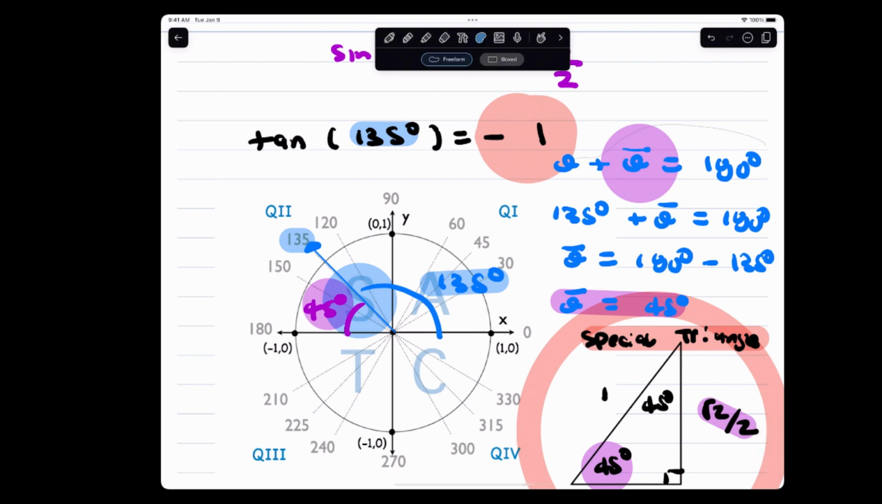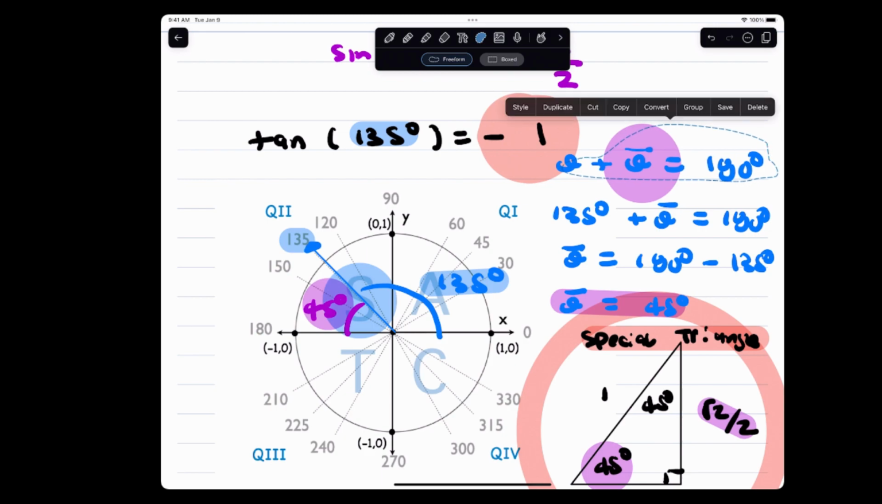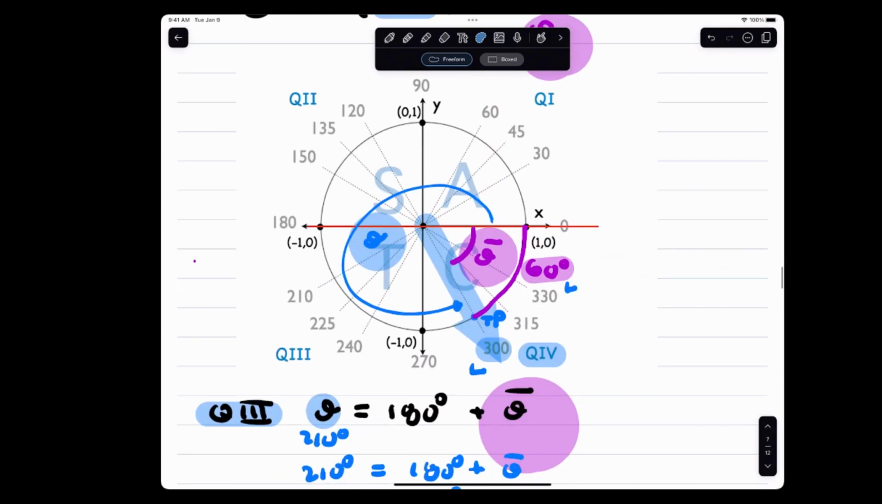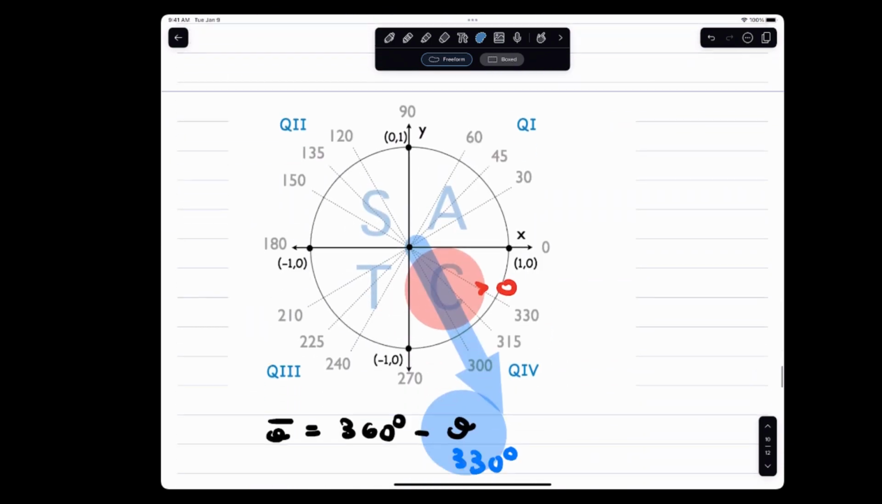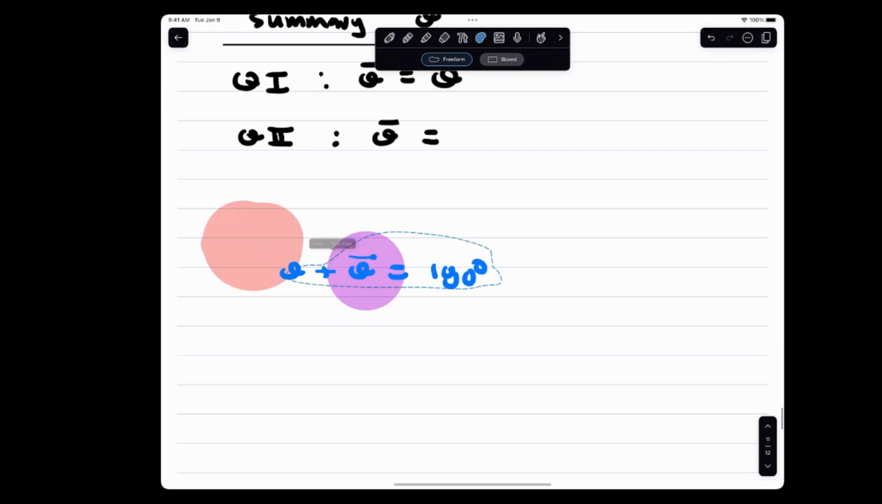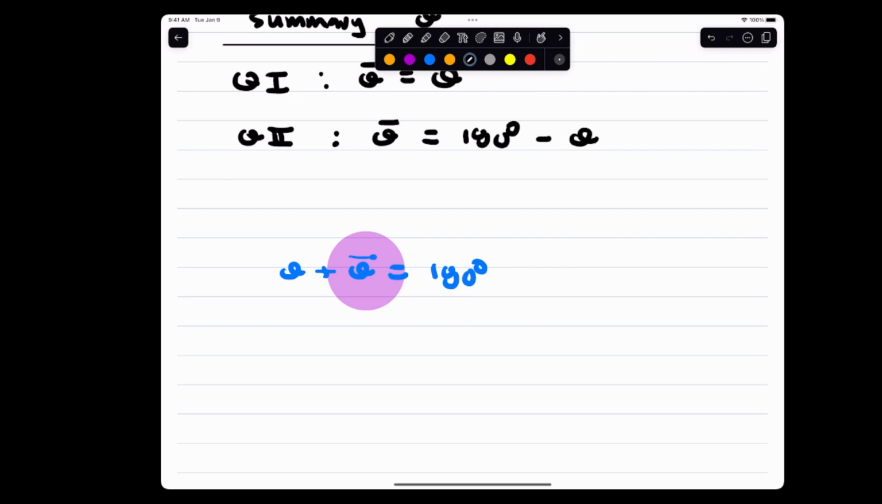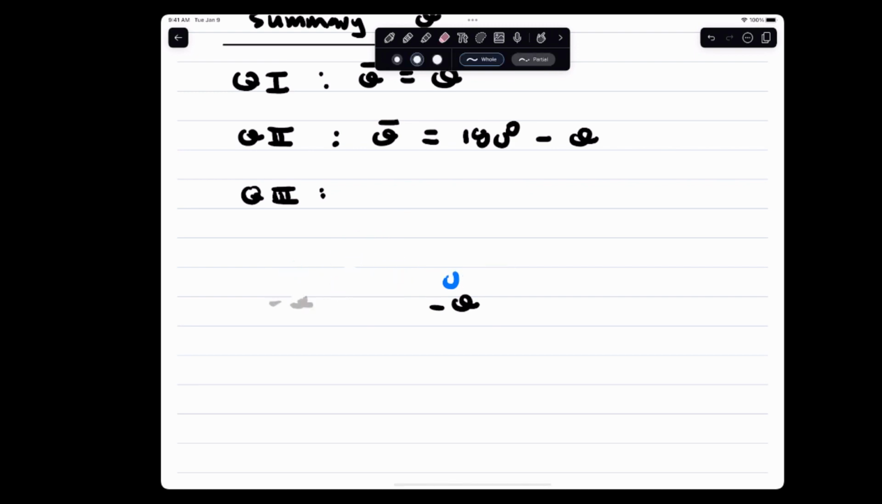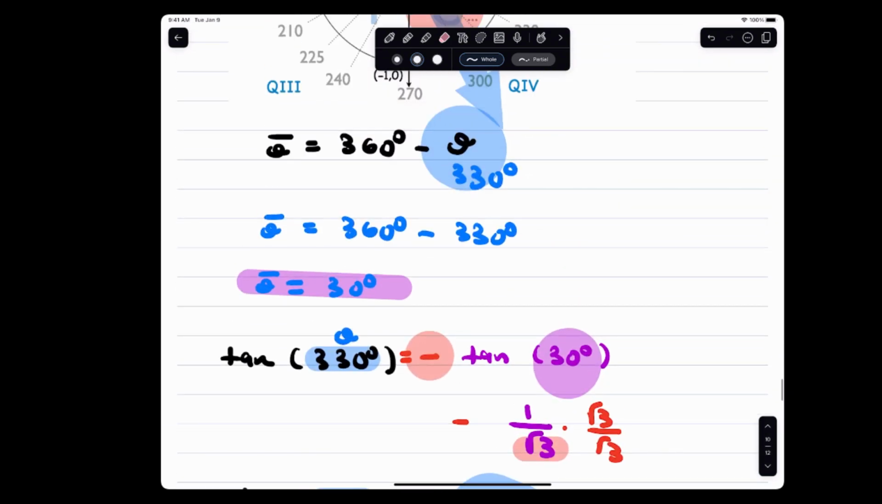See this here? I'm going to copy it. Because we're going to summarize that for you. That's 180 minus what? Theta. You say, how did you get that? We subtracted theta from both sides. Okay, so that's for quadrant 2. So that was the other day. Quadrant 3 and 4 we did today.